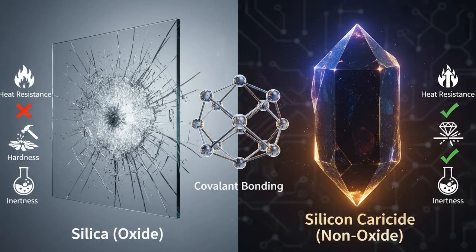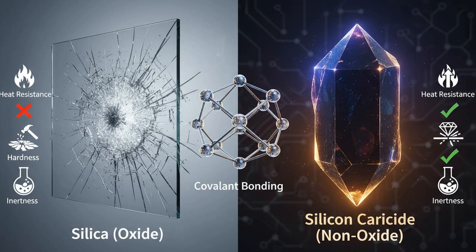But scientists and engineers have begun to ask a radical question. What happens when we break the tyranny of oxygen? What happens when we take the oxygen away? The answer lies in a class of materials called non-oxide ceramics. By forcibly removing oxygen atoms from the crystal lattice and replacing them with carbon, nitrogen, or boron, we completely change the nature of the material.